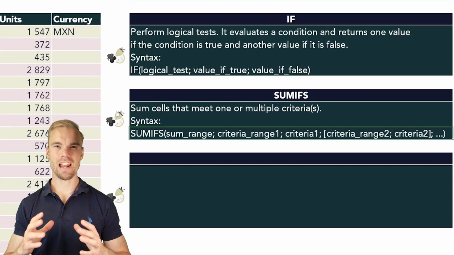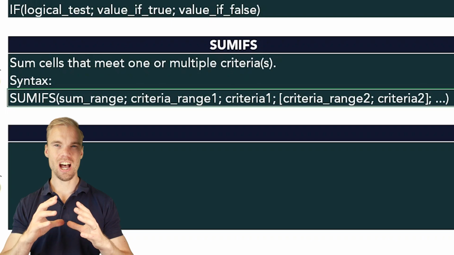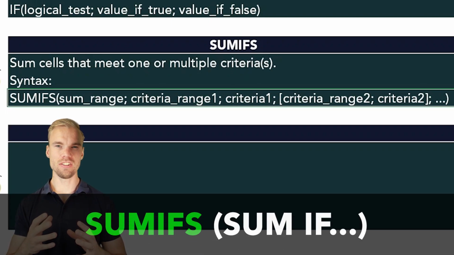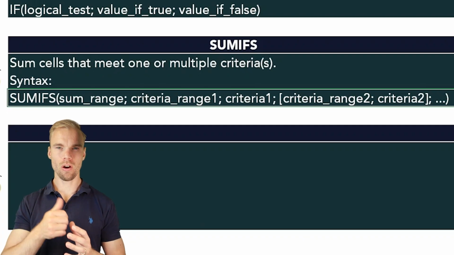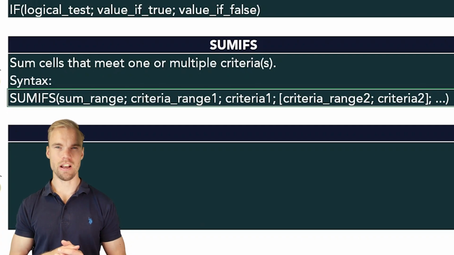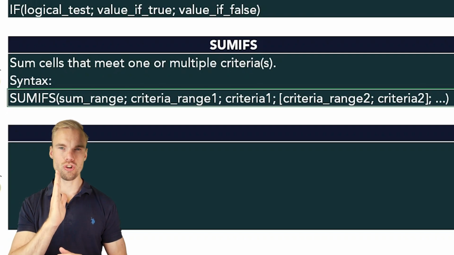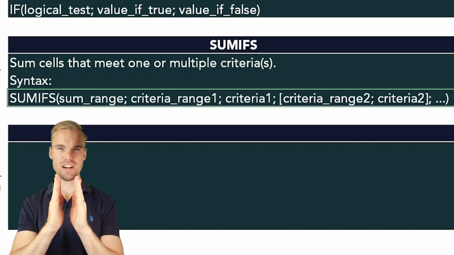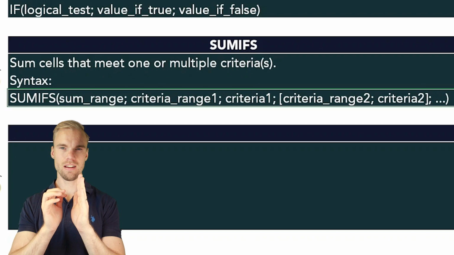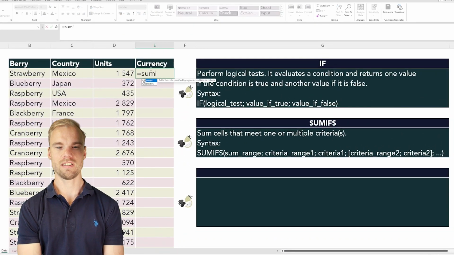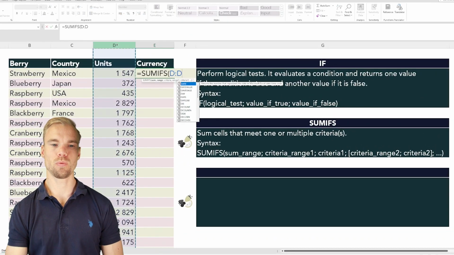The next function that I use all the time is the SUMIFS function, and it sums cells that meet one or multiple criteria. The syntax is that first you select what should be summed, then you select the criteria range, and then your criteria. Let's say you want to sum the units for all these strawberries. You could use the SUMIFS function. The sum range will be the units.